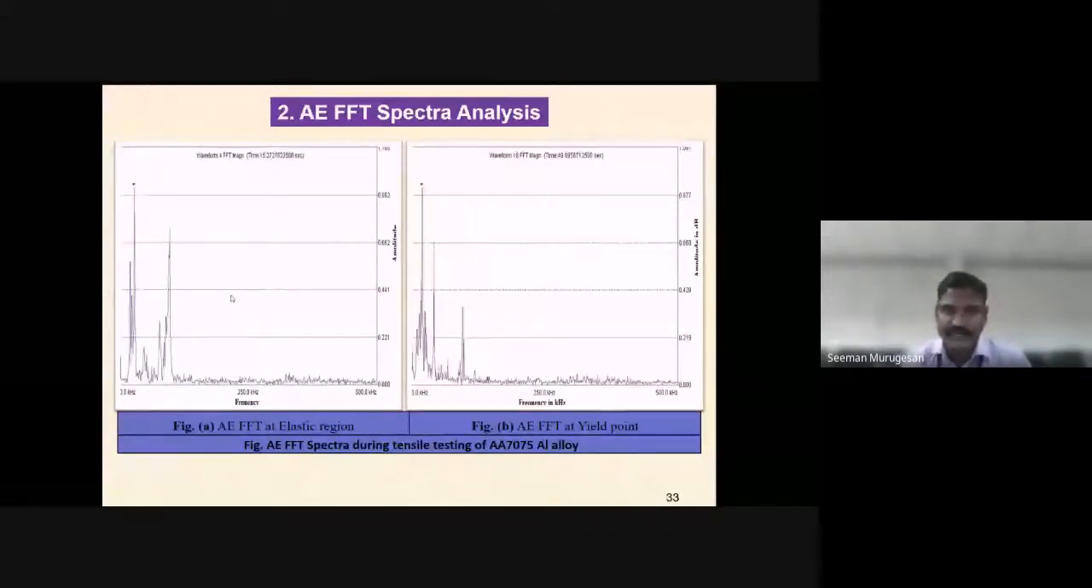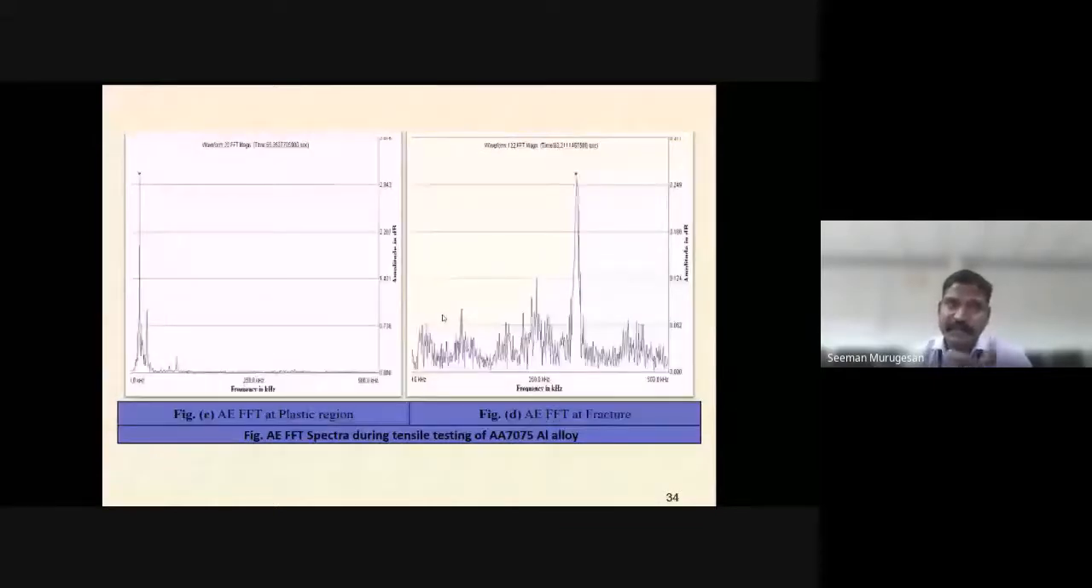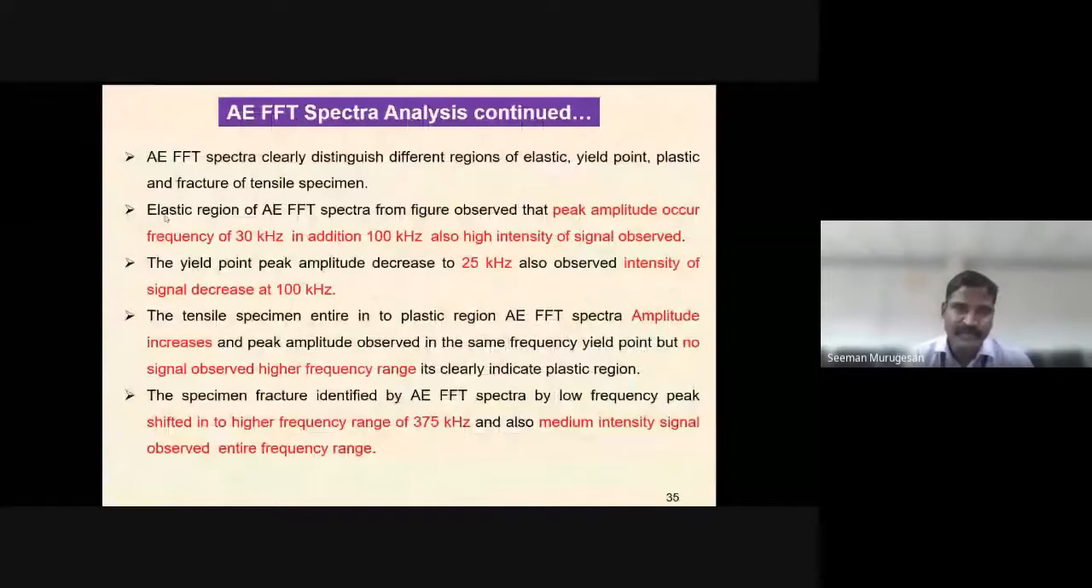Then when the specimen enters the yield region, the peak amplitude will be shifted to 40 kilohertz. The intensity of the other higher frequency ranges, for example 100 kilohertz and 150 kilohertz, will be reduced. Then as the specimen enters the plastic region, the peak amplitude will be shifted to 30 kilohertz.